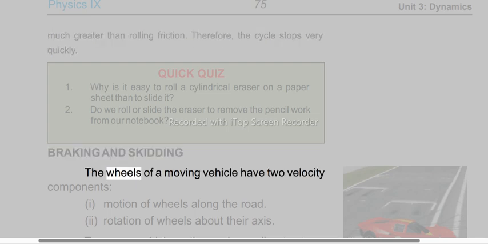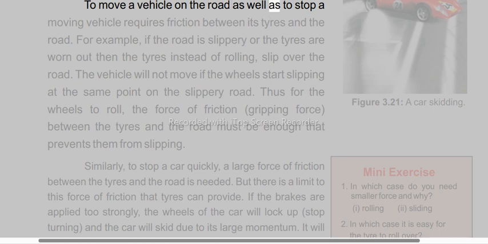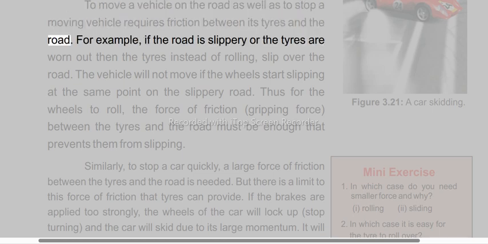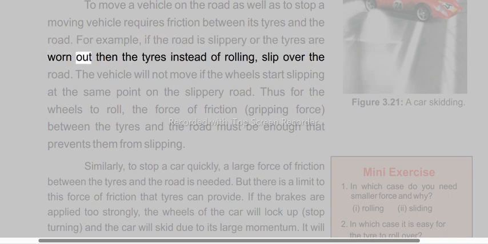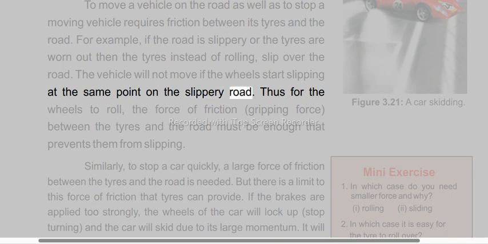Braking and skidding. The wheels of a moving vehicle have two velocity components: 1. Motion of wheels along the road. 2. Rotation of wheels about their axis. To move a vehicle on the road as well as to stop a moving vehicle requires friction between its tires and the road. For example, if the road is slippery or the tires are worn out, then the tires, instead of rolling, slip over the road. The vehicle will not move if the wheels start slipping at the same point on the slippery road.